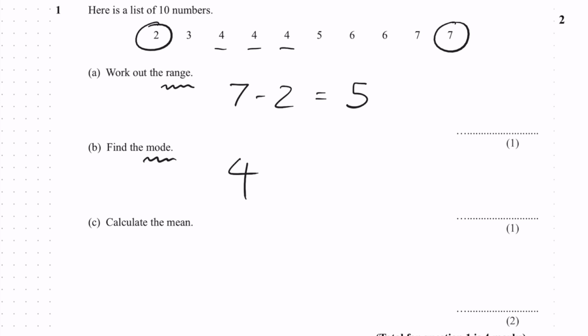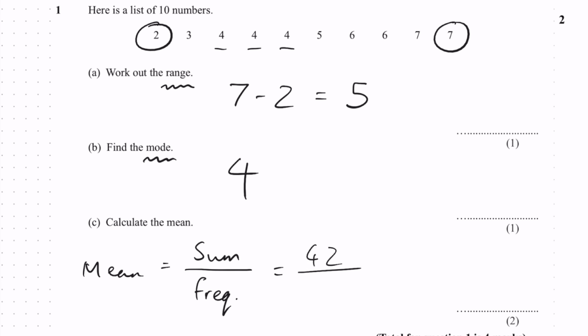Part C wants me to find the mean. Now, the mean is perhaps the most difficult average to find, but we can calculate it by doing the sum, that means adding up all the pieces of data we've got, so the sum of our data divided by the frequency. That's the number of items I have in my list. If we add up all the pieces of data, you are going to get 42. So I need to add together 2, add 3, add 4, add 4, add 4, add 5, add 6, add 6, add 7, add 7. Adding those together gives me 42.